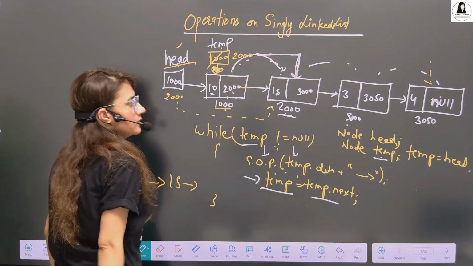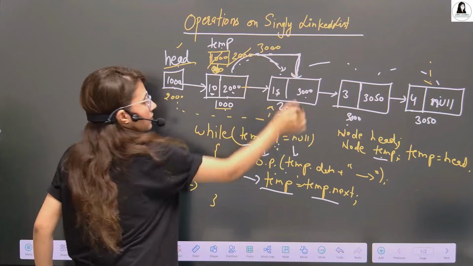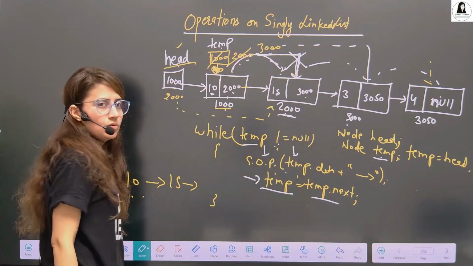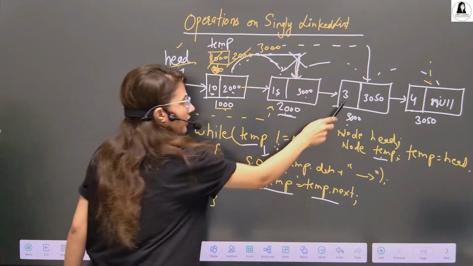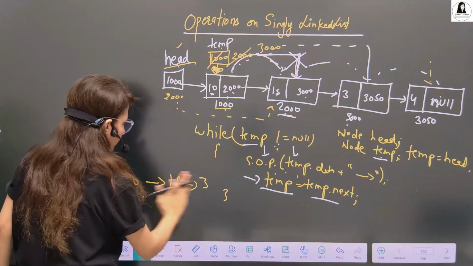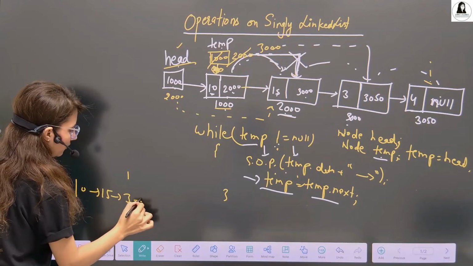Temp is equal to temp next. In temp of next, we have 3000. So now we are having here 3000. So now temp is pointing to this. Temp is not pointing to this. Temp dot data 3. 3 would be printed. After this, we are having like first 10, then 15, then 3. We are having now this arrow.